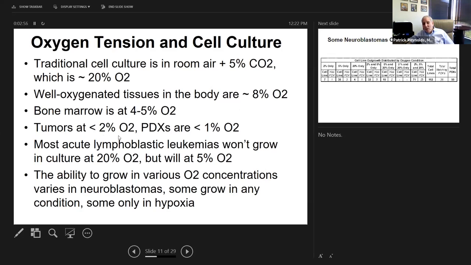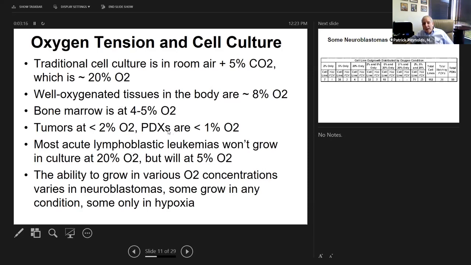We haven't been able to do that effectively in patients, but we have gone in with oxygen probes in the PDXs and they are hovering down below 1%. So we're talking about a very low oxygen condition relative to what people are growing when they're doing standard culture conditions. So this is one reason why we've paid attention to this.